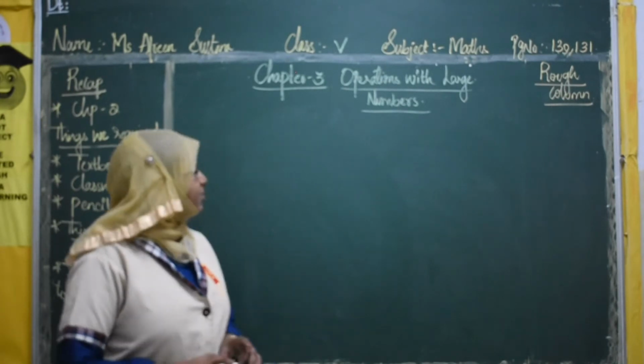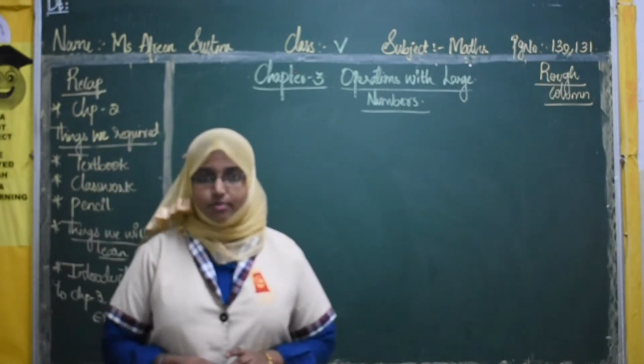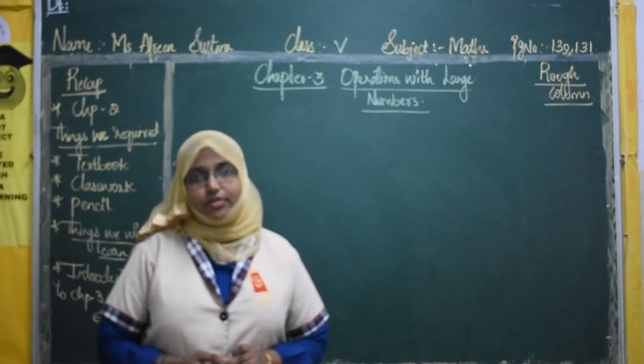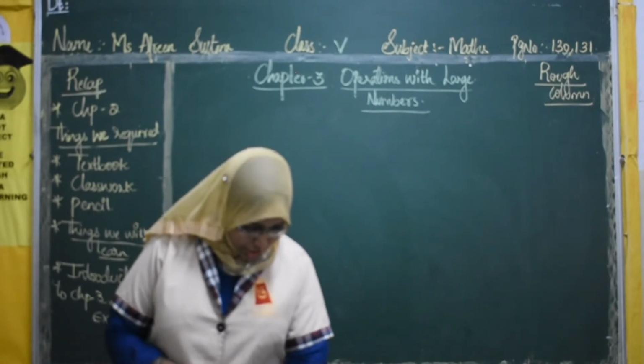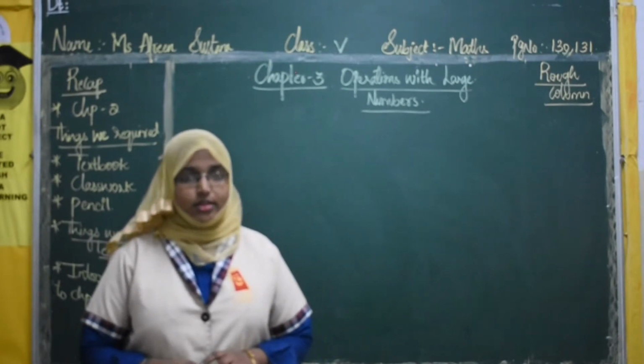Now our chapter number is 3, operations with large numbers. Before moving ahead, I request everyone to open their term book, classwork and pencil. Be ready and open page number 130.